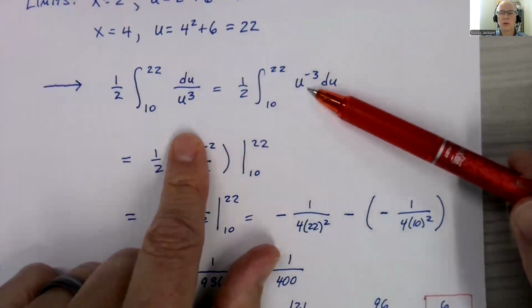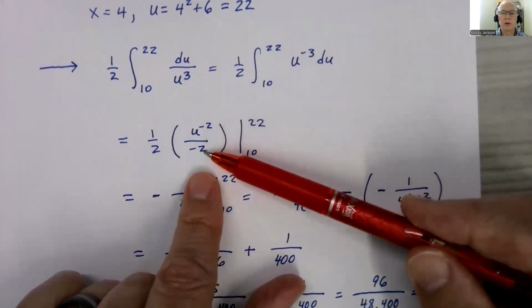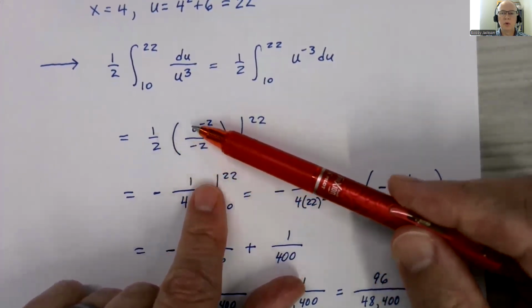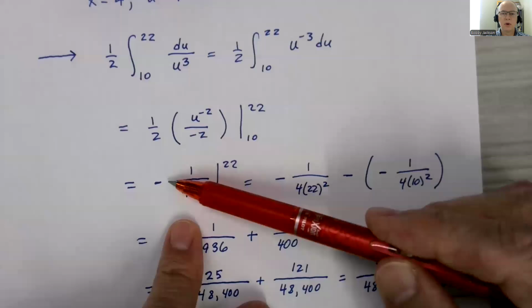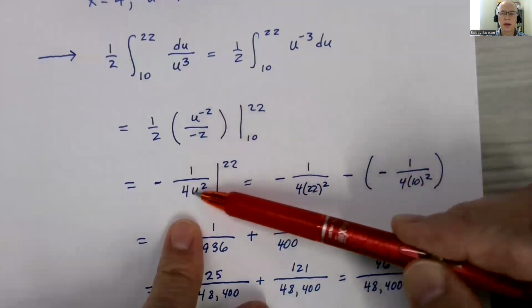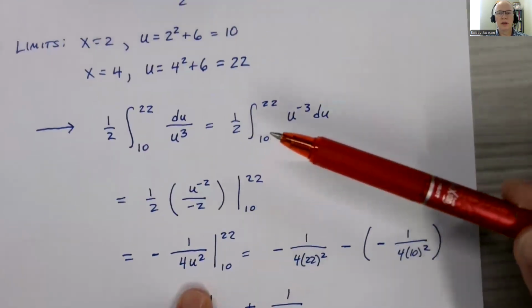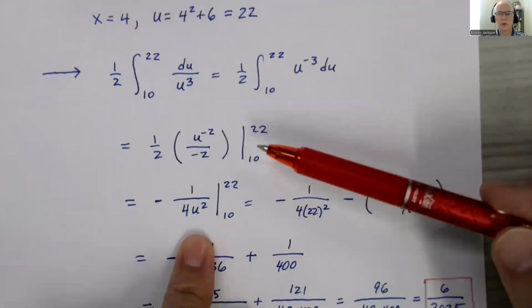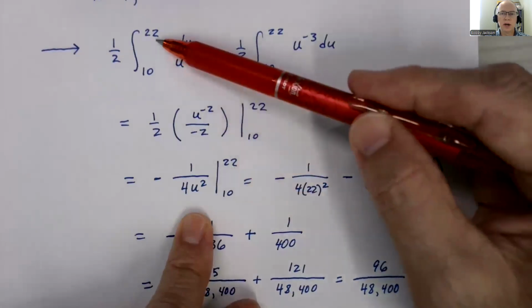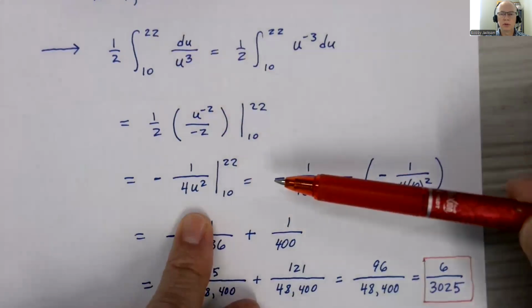And in this case, power rule, right? Add 1 to negative 3 and divide by that same number. Clean this up a little bit, right? 1/2 times 1 over negative 2 is negative 1/4. u to the negative 2 becomes 1 over u squared. So here's my antiderivative. And notice I'm not going back to the original x variable. I'm just staying in the u world, right? Because these limits we changed, and that's the way it should be. You cannot have x limits of integration here with u variables.